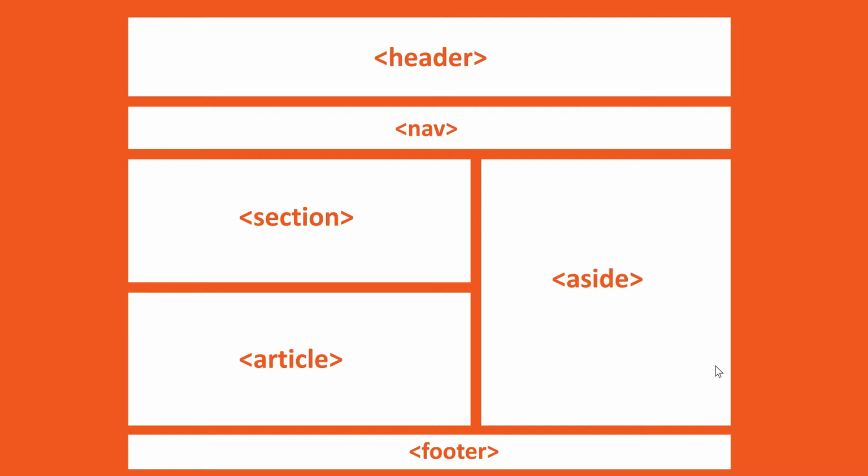Like if you want to create a header, you can use the header tag. For creating navigation, you can use the nav tag. Section tag for creating sections and blocks. Article tag for creating article related things like a post. Aside tag for creating a sidebar, and in the last, footer tag for creating footer and credits. So let's create the basic web structure through all these semantic tags.